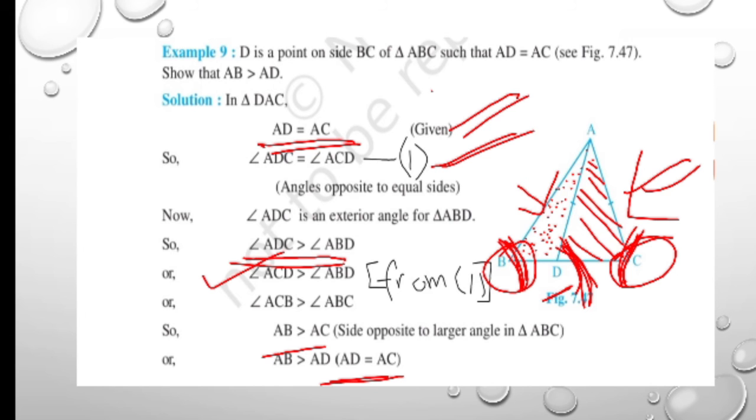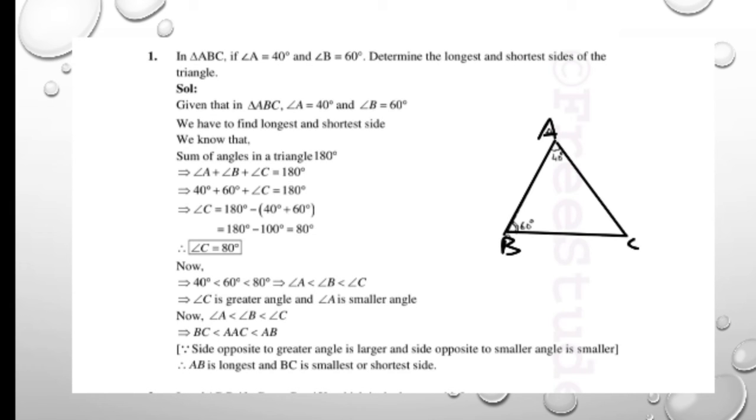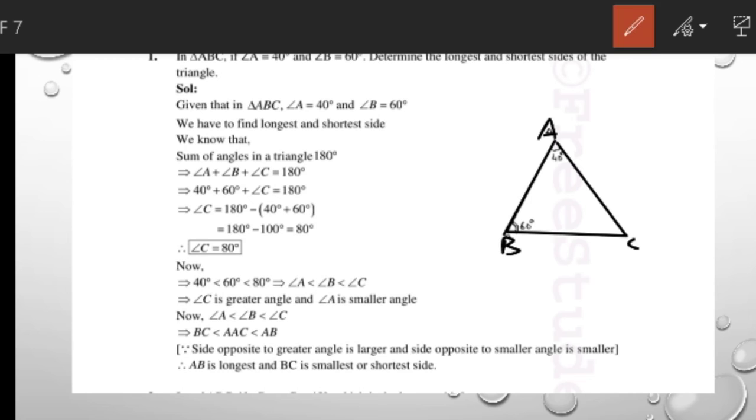Now let us move on to another example. This is a very common example and it usually comes in MCQs. Though it looks like a very big question, a part of it can be given in questions with marks 2 or marks 1. Here it is said that in triangle ABC, angle A is 40 and angle B is 60. We have to determine the longest side and the shortest side of the triangle.